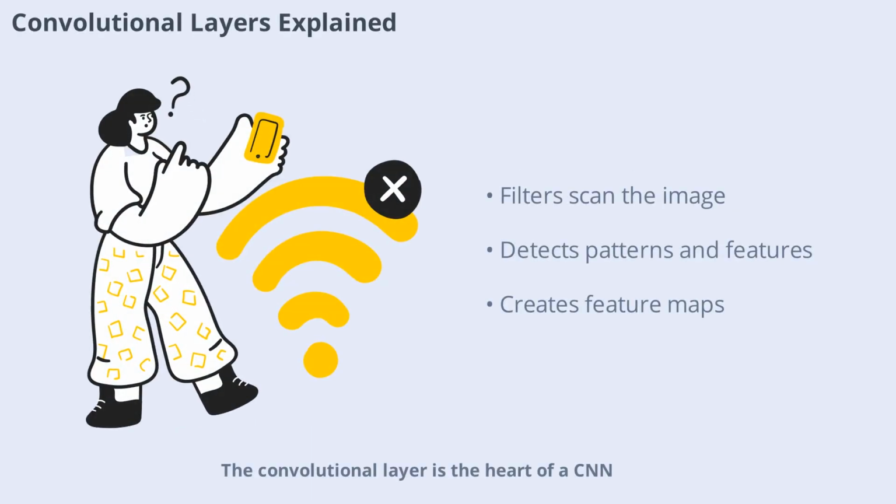The convolutional layer is the heart of a CNN. It works by sliding small filters over the input image, looking for specific patterns. Each filter is like a tiny window that scans the image, detecting features such as edges, corners, or textures. The result is a set of feature maps that highlight where certain patterns appear in the image. This process is what gives CNNs their name and their power.